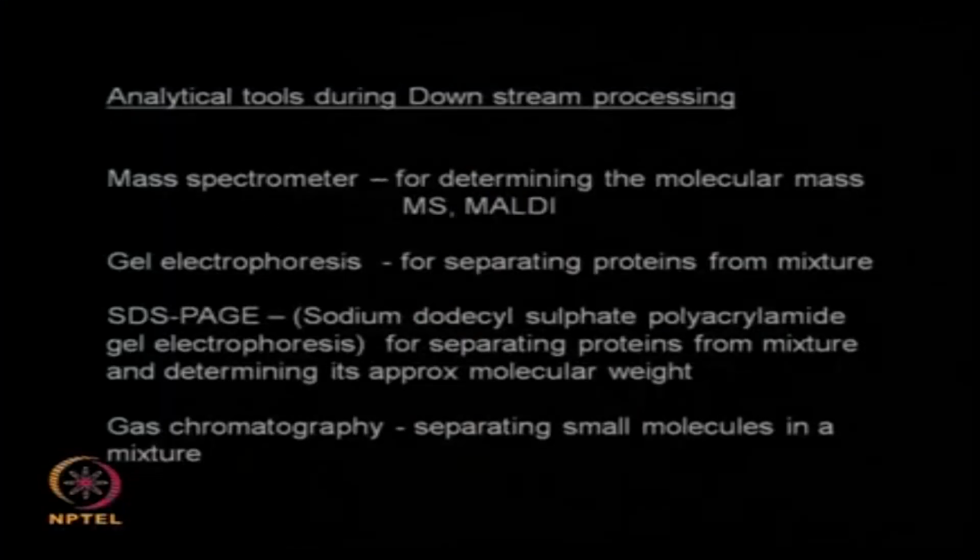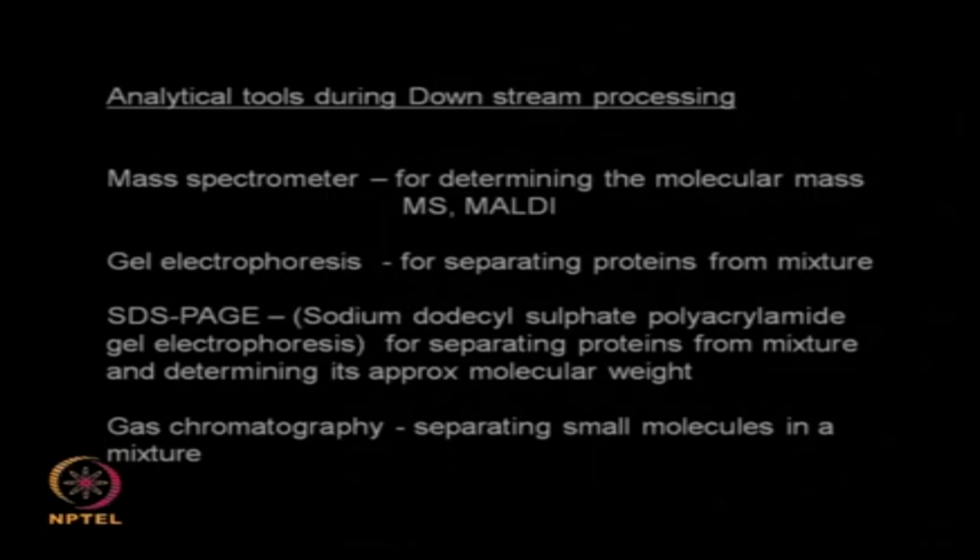Then we have something called a mass spectrometer. A mass spectrometer gives you the molecular mass. There are different types of mass spectrometer. There is the MALDI mass spectrometer, then we have the gas chromatograph mass spectrometer, that is GCMS, then the liquid chromatograph mass spectrometer, that is LCMS, then the ESI mass spectrometer, electrospray ionization mass spectrometer. So, there are a large number of mass spectrometers available, and each gives you the mass of the compound, small molecule or large molecule.